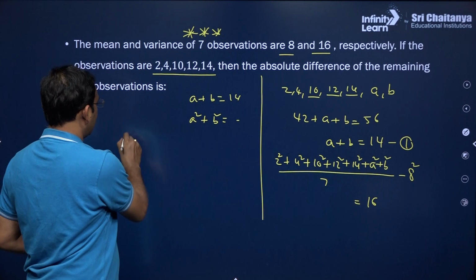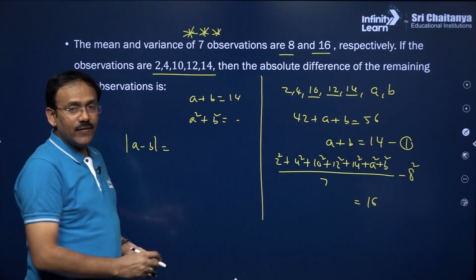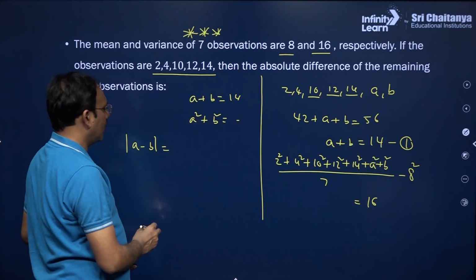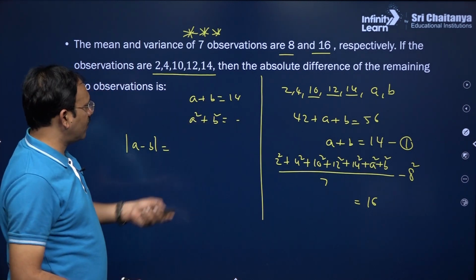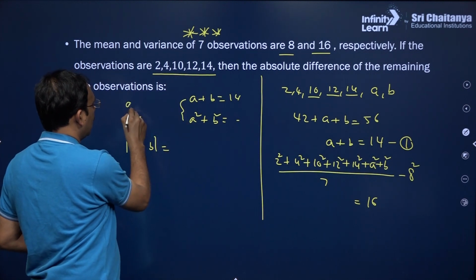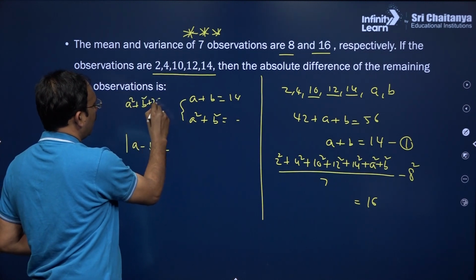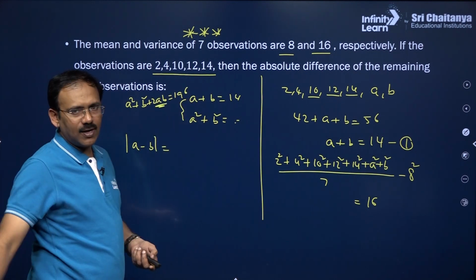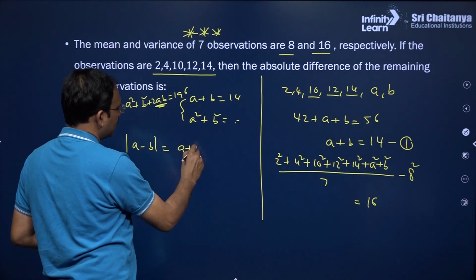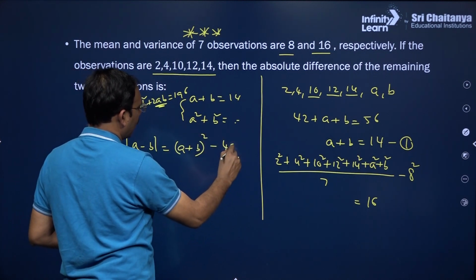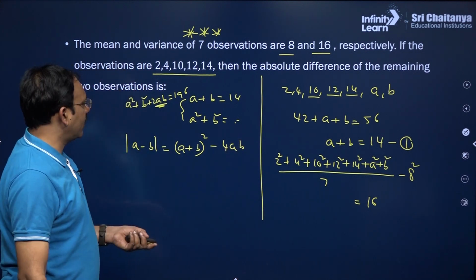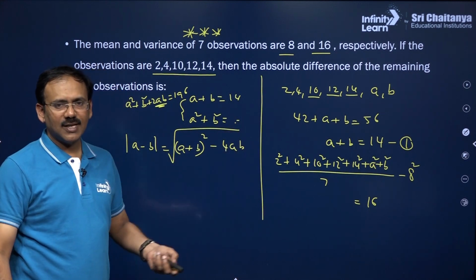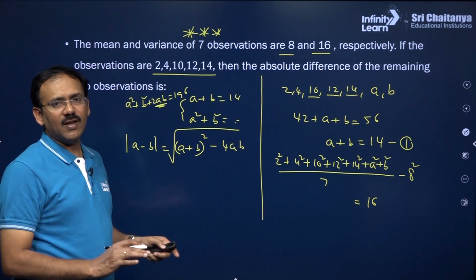I just want the absolute difference, that is mod A minus B. You can write it this way: if you square A plus B, A square plus B square plus 2AB is equal to 196. If you substitute this here, you will get the AB value. Now you can write A plus B whole square minus 4AB. So you will get mod A minus B, this value. That's it. So this model is very, very important, friends.